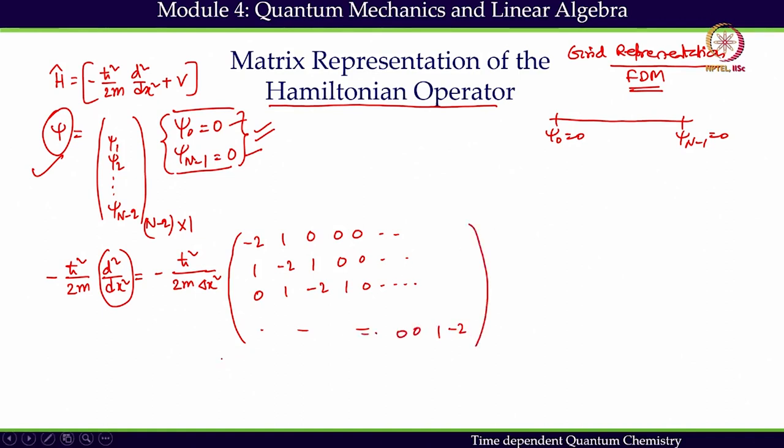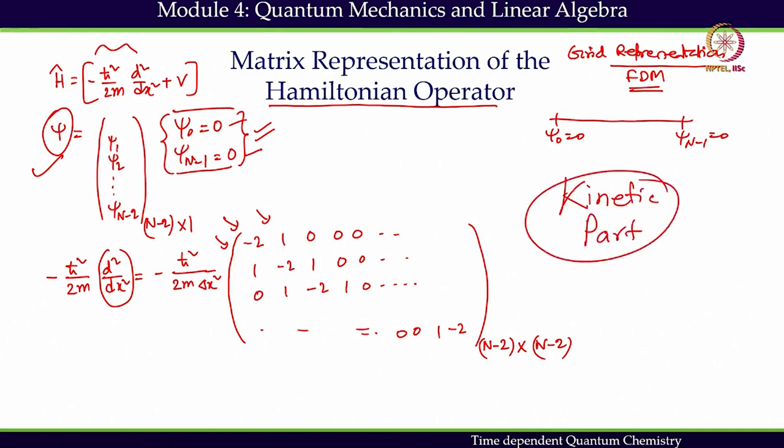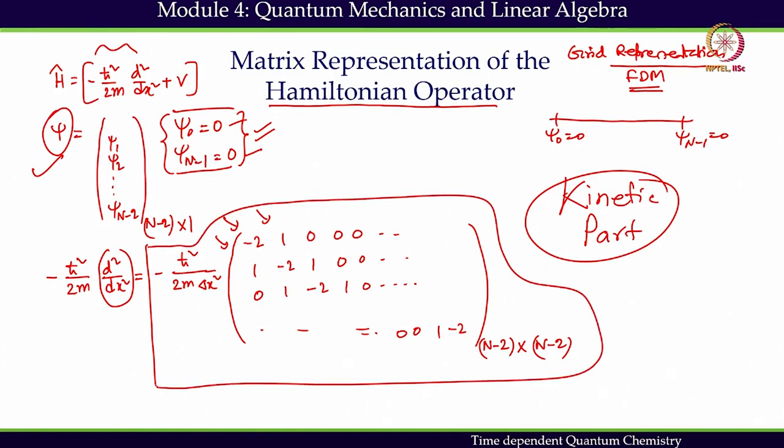So, I get a square matrix, but it is a tri-diagonal matrix. It has diagonal, upper diagonal and lower diagonal finite values. All other values are 0. So, I have this n-2 by n-2 matrix represented by this. So what I get is that the kinetic part is represented by this matrix under grid representation with the help of this finite difference method.